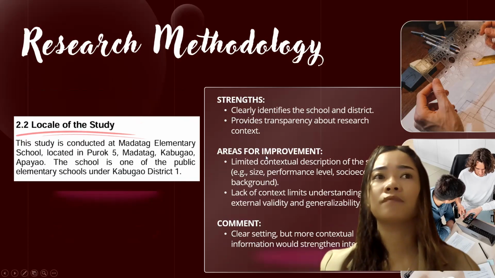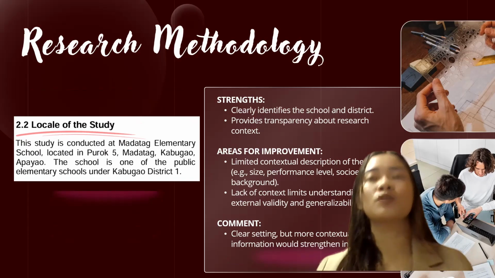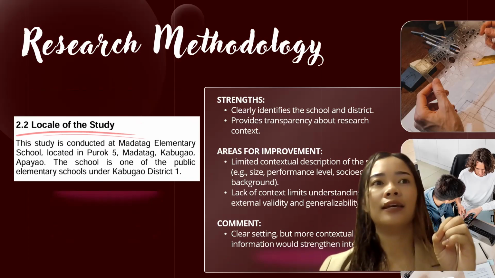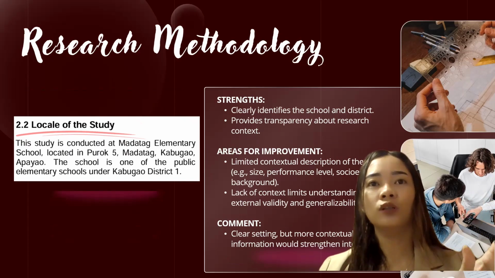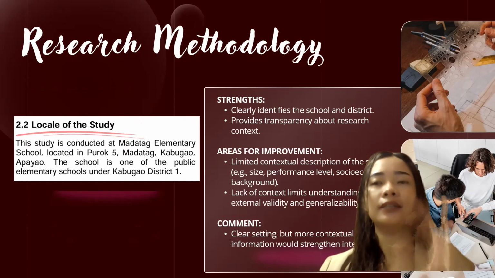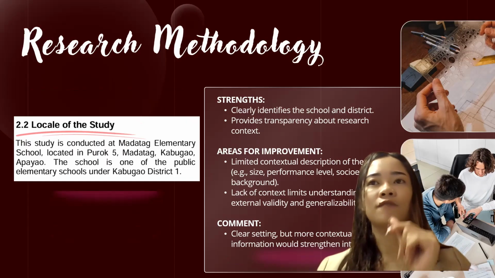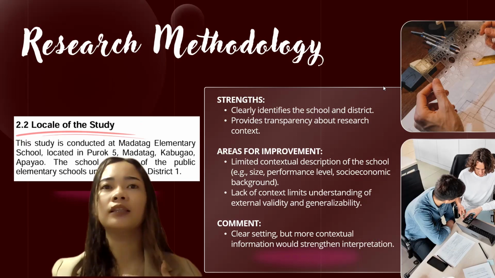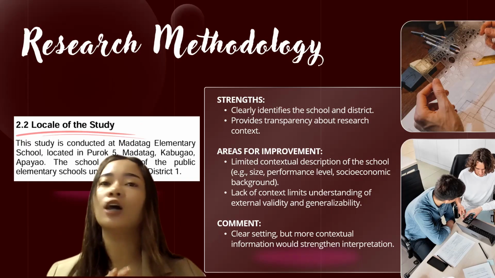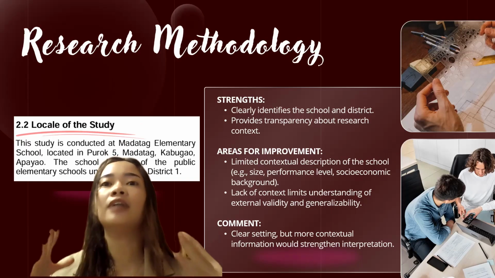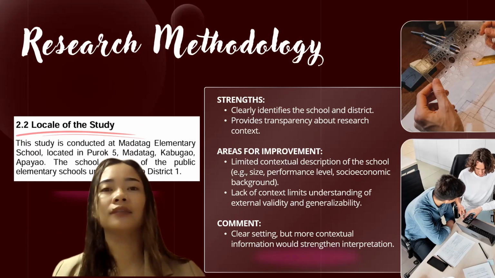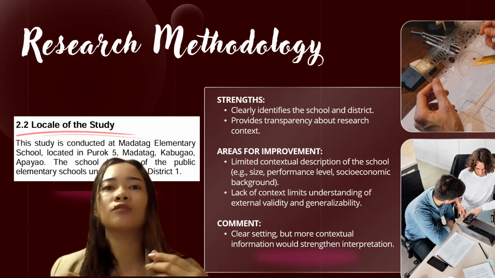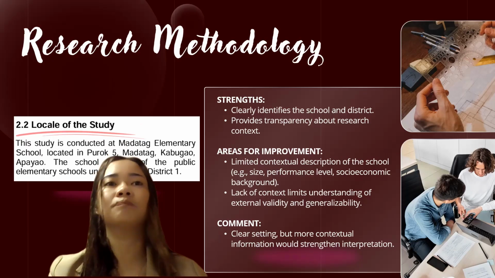Let's proceed with the locale of the study. The locale was also indicated in her study. The study was conducted at Malatag Elementary School. The strength of this locale is that it clearly identifies the school and the district, and provides transparency about the research context. For the areas for improvement, there is limited contextual description of the school, for example its size, performance level, and socioeconomic background. This lack of context limits understanding of external validity and generalizability. My comment: clear setting, but more contextual information would strengthen interpretation.